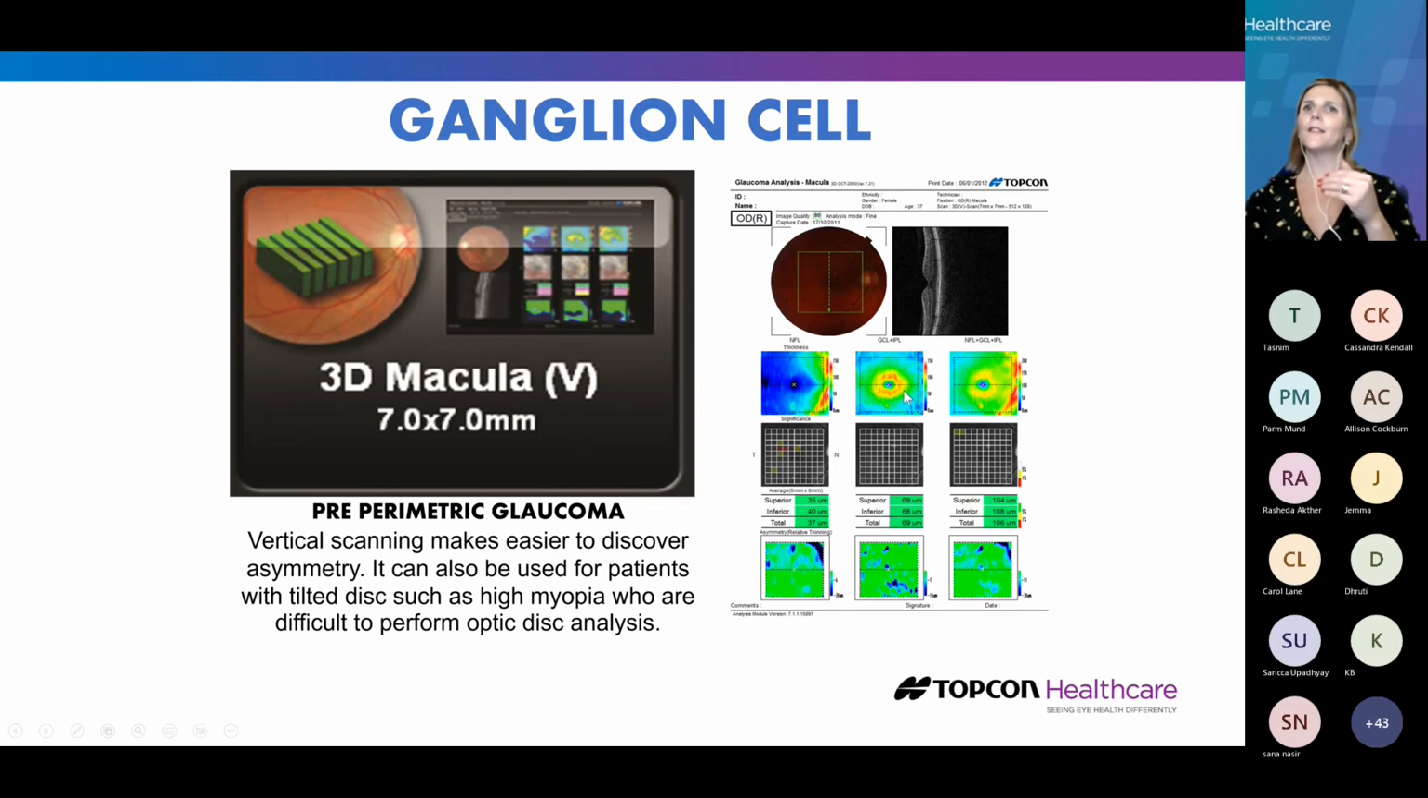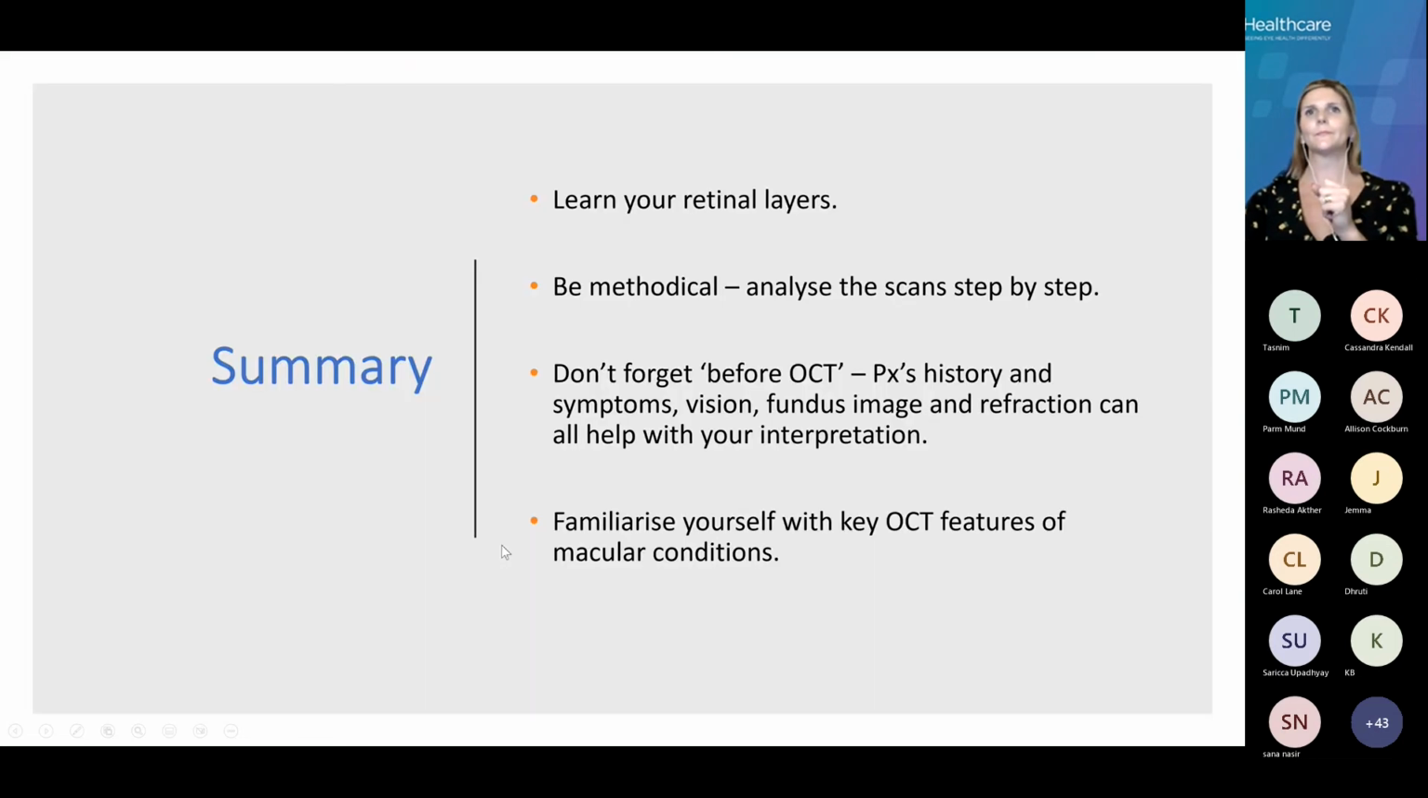It helps you then to look at the thickness maps of the ganglion cell and look at the symmetry between those two. You can then use this to look at structure and function using a macular field visual field test.